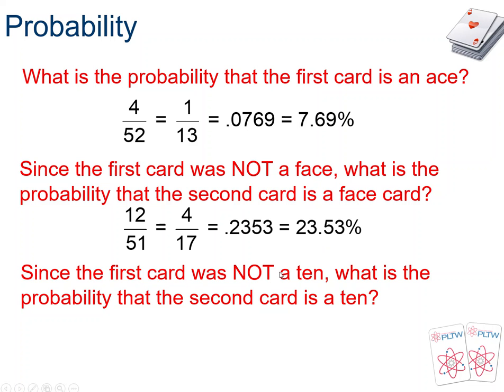Since the first card was not a 10, what is the probability the second card is a 10? Now we're looking at a different one. We're still down to 51 out of 52, so these are exclusive events, 7.48% or 84%.